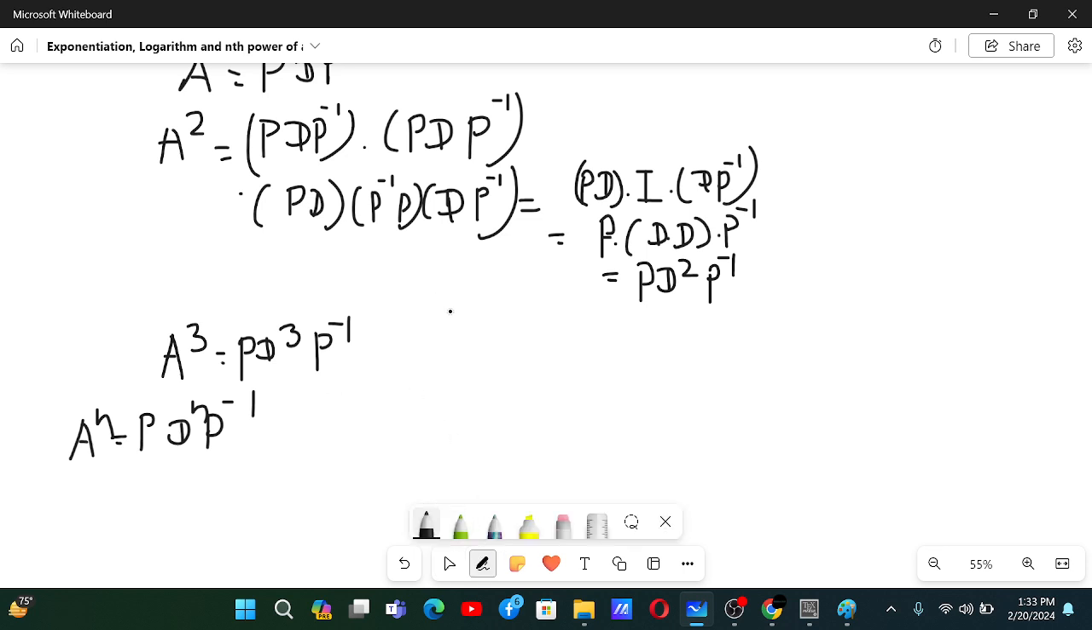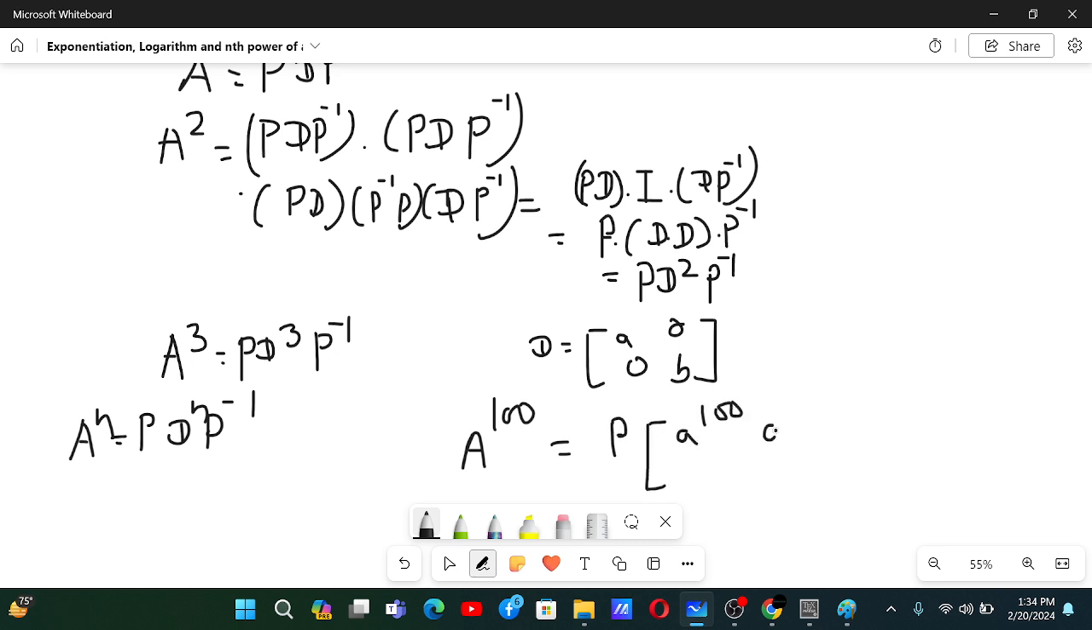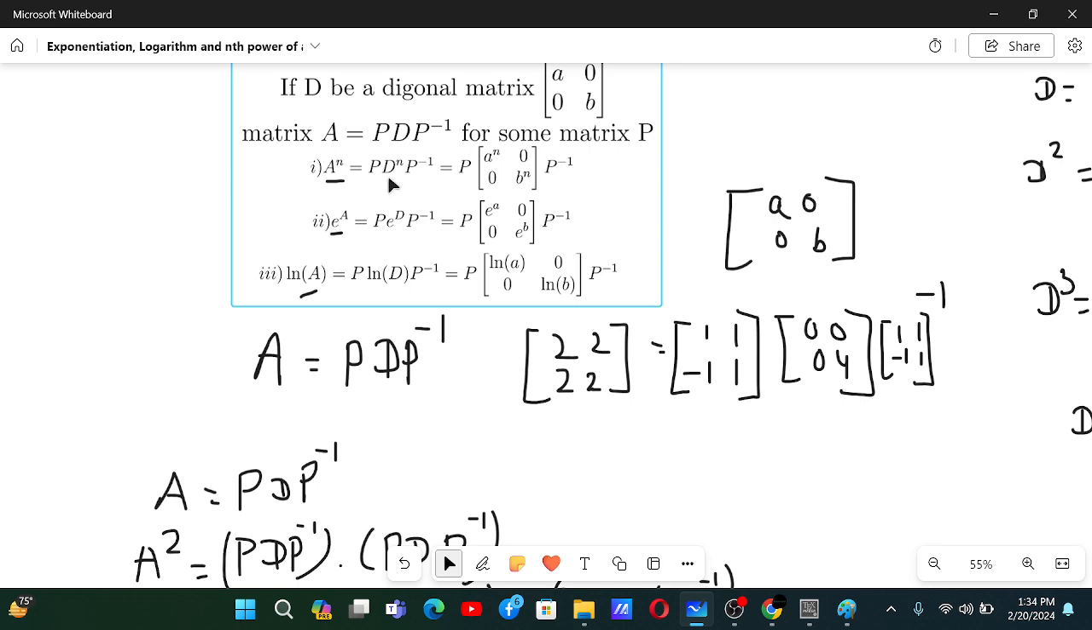So for any matrix, let's say D is in the form [a, 0; 0, b], and we have a matrix A which is written in this form. Let's say we have to find A to the power 100, then it is just P, then [a to the power 100, 0; 0, b to the power 100], and then P inverse. Okay, so finally the first problem is solved: how to raise a matrix to the nth power.